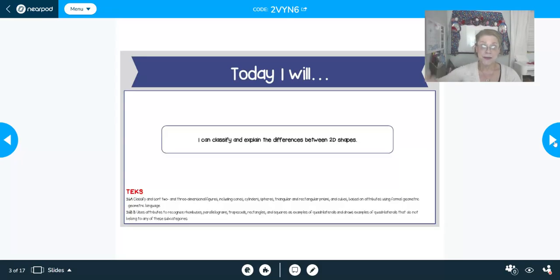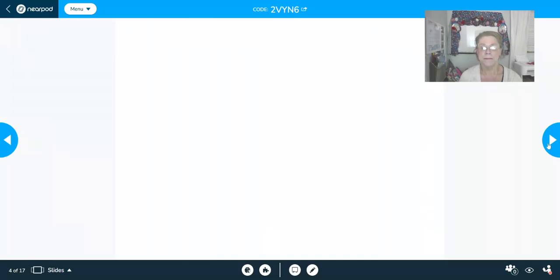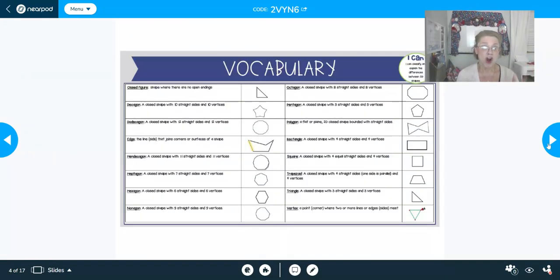But today we're really going to talk about those differences between 2D shapes, and then we're going to classify, meaning group, and then explain those differences. Before we do that, I'm going to tell you right now, there are a lot of vocabulary words on this page. We're not going to go through all of these words right now. I'm going to do my best to say the words. But a lot of these words you're really going to explore towards the end.